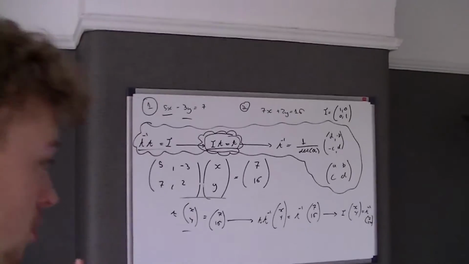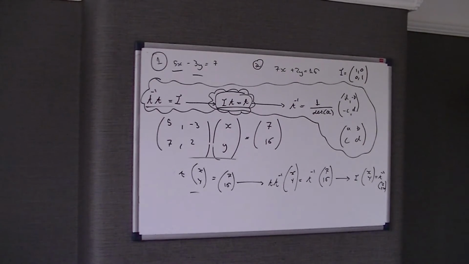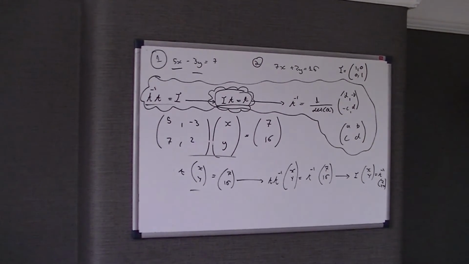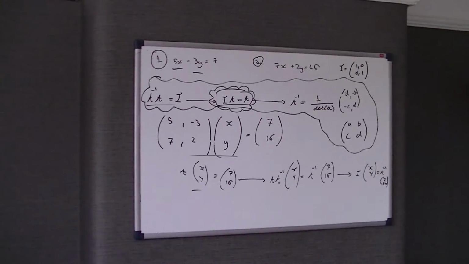So what I'm going to do is replace the identity matrix, I'm just going to almost cancel that out, because it's like multiplying the xy matrix by 1.